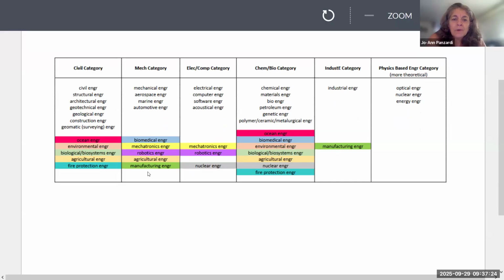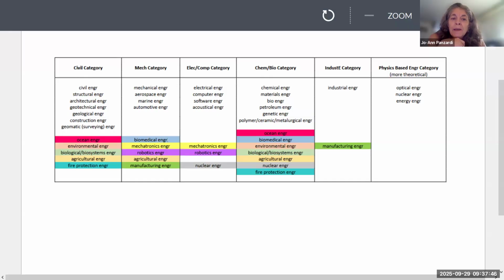Now, you'll also notice that there are sub-branches or specialty fields of each of these categories that have crossover. So if you're interested in majoring in ocean engineering and you become an ocean engineer, it's under the civil category, but also under the chemical and bio.